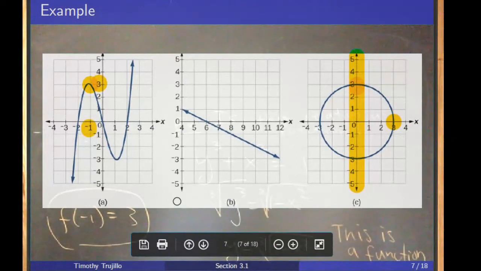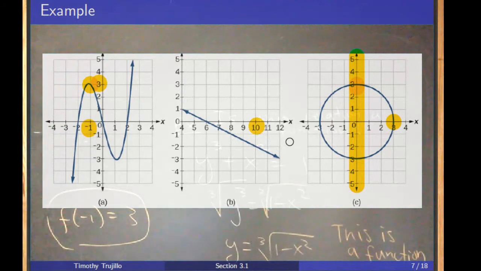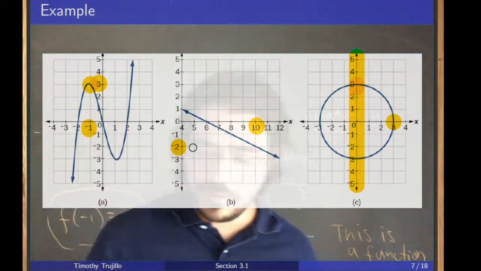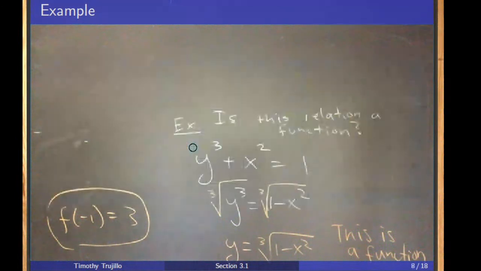Let me ask you this quick question. What would be the output for 10 on this line? So the input is x equals 10. What's the output here? Okay. So yeah, you just draw that vertical line, intersects the graph here, and you come back over to the y-axis and you get -2. And if you pass the vertical line test, you could do this for everything in the domain, right? Everything in the domain has one unique output. Okay, so that's how we'll do things sort of graphically.